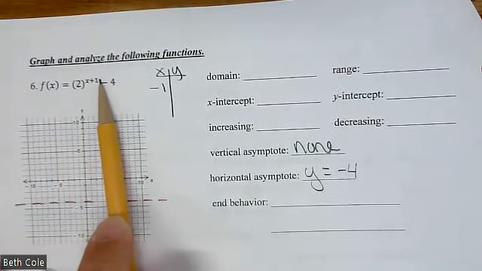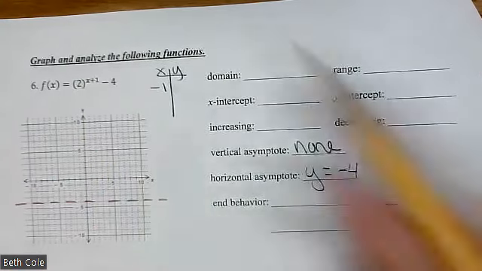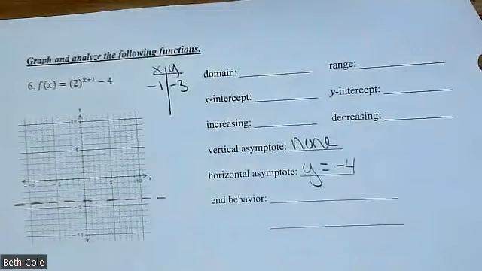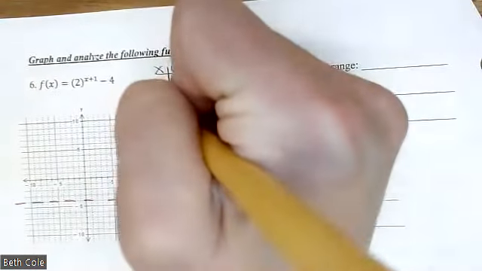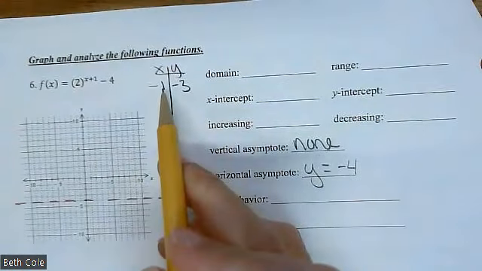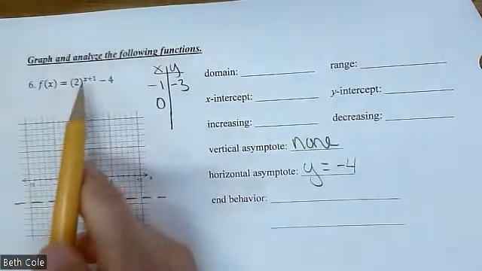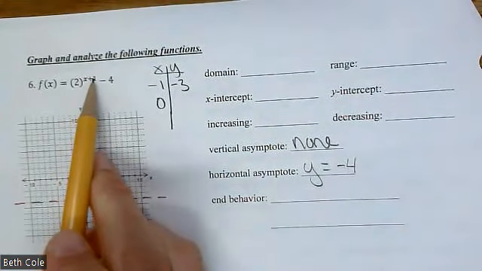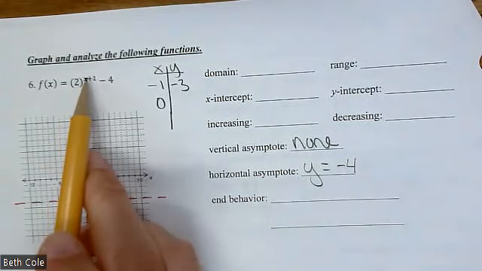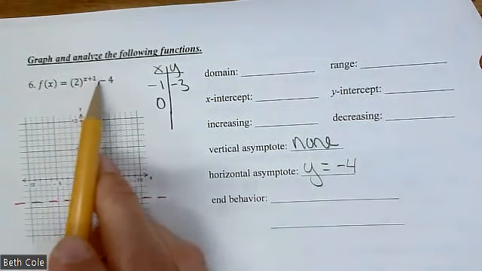Good. Anything to the 0 power is 1, minus 4, -3. I want at least 3 points, so let's try and come up with another number to plug in. Picking something near -1 would be a good idea. Good. Let's do 0. 0 plus 1 is 1. 2 to the 1 is 2, minus 4.